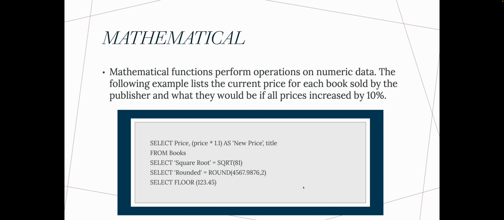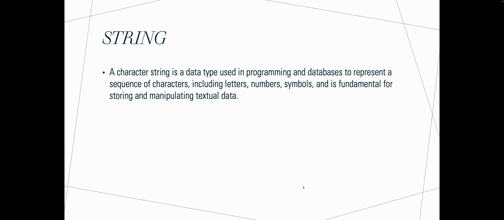So this is an example of a mathematical function. This is showing what the current price would be if all the prices were increased by 10% in our books table. String is a character string data type that's used in programming and databases to represent a sequence of characters, including letters, numbers, and symbols, and is fundamental for storing and manipulating textual data.